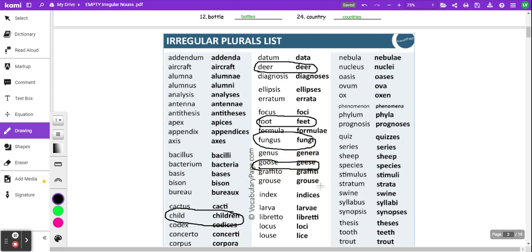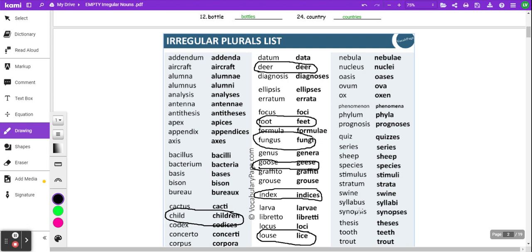A ver, index or indexes. ¿Qué más? Esta puede ser que vean, especialmente si tienen hijos en la escuela. Louse and lice. Nebula, a ver, oasis, oxum, phylum, quiz, quizzes, series, sheep, species.